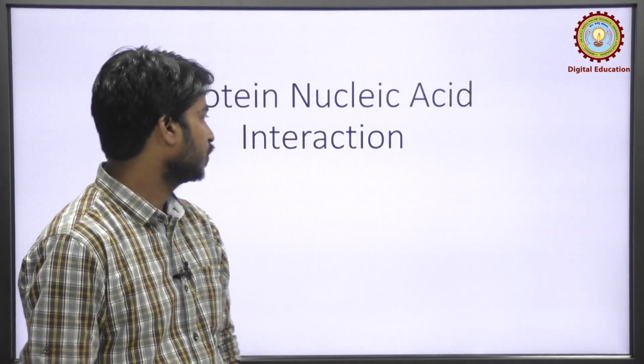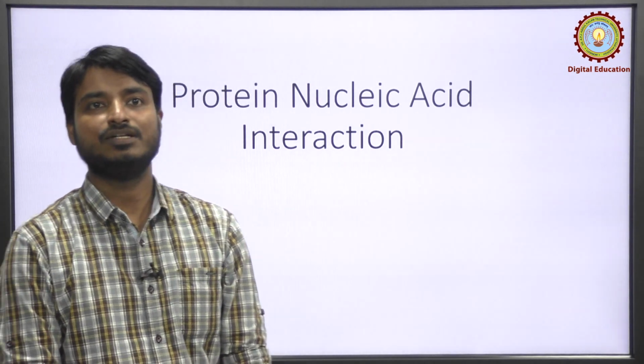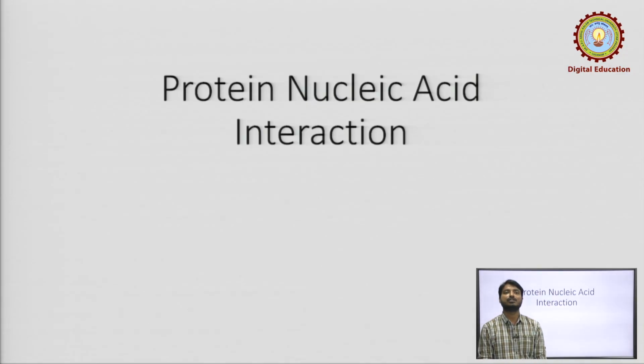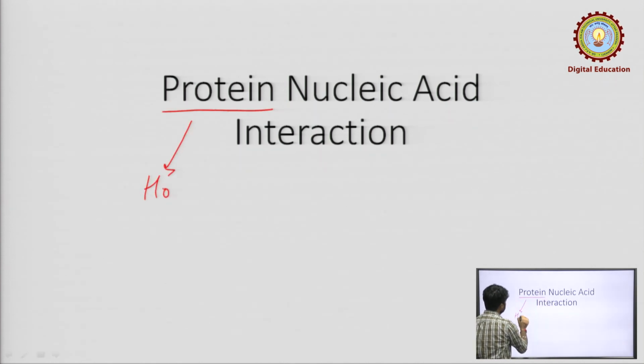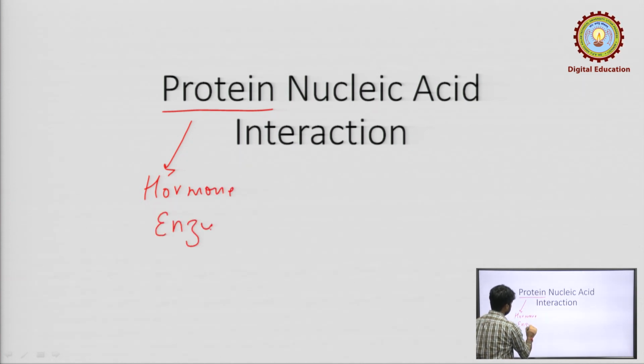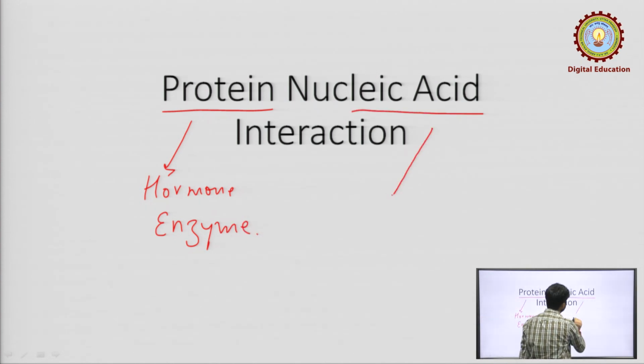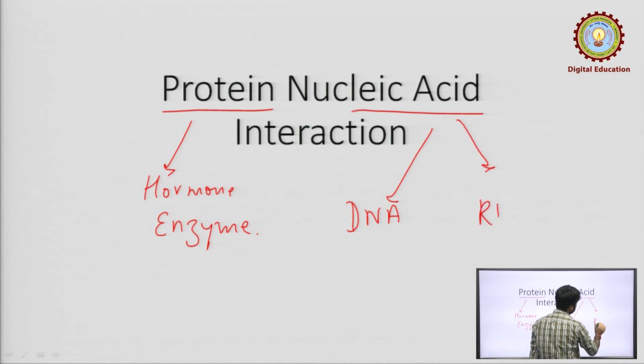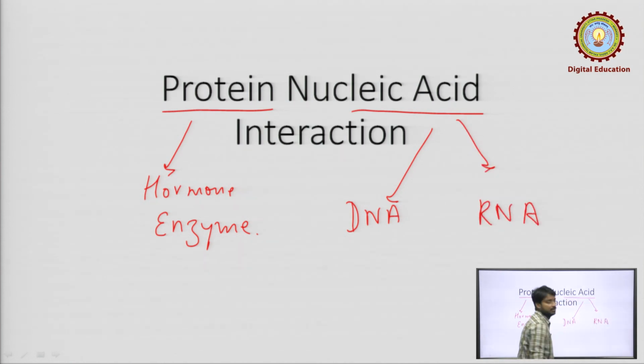So today we will cover protein and nucleic acid interaction, how we know that proteins interact with nucleic acids. The protein can be anything, like a hormone, an enzyme. And we know there are two types of nucleic acid in our body: first, deoxyribonucleic acid, that is DNA, and second, ribonucleic acid, that is RNA.